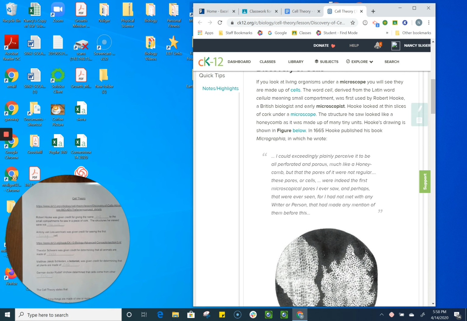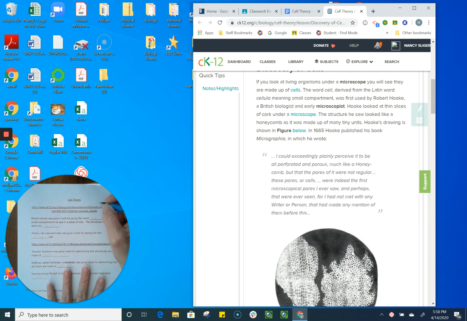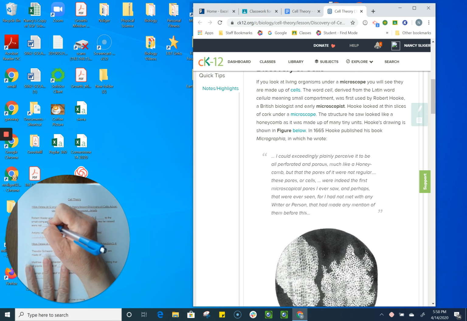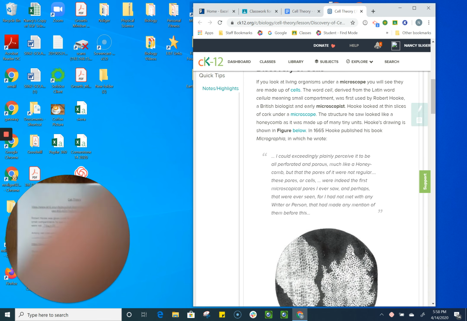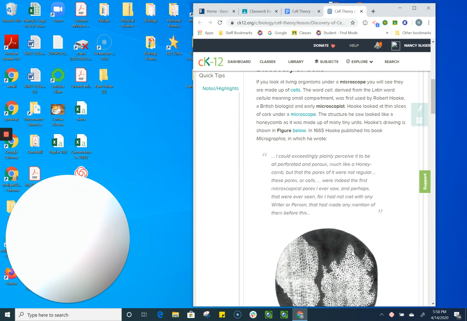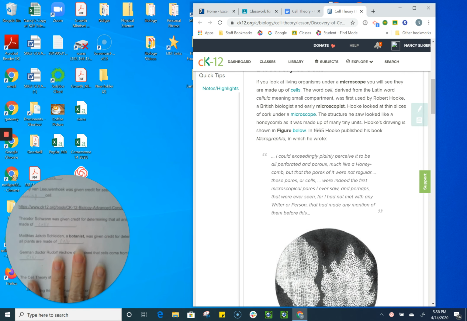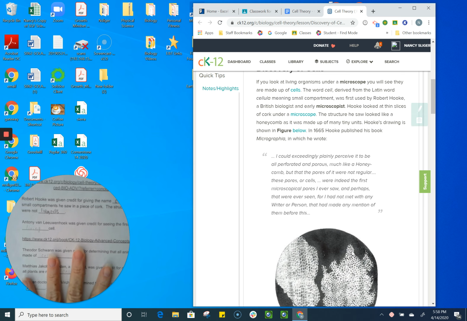And so that was Robert Hooke. He is given credit for giving the name cell to the small compartments he saw in a piece of cork. However, the structures he viewed were not living cells. They were not living cells.